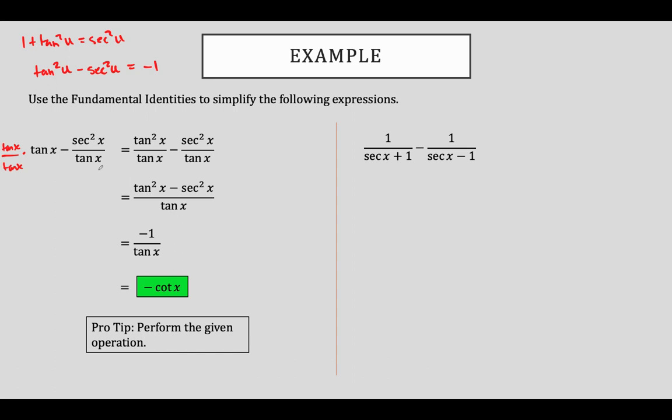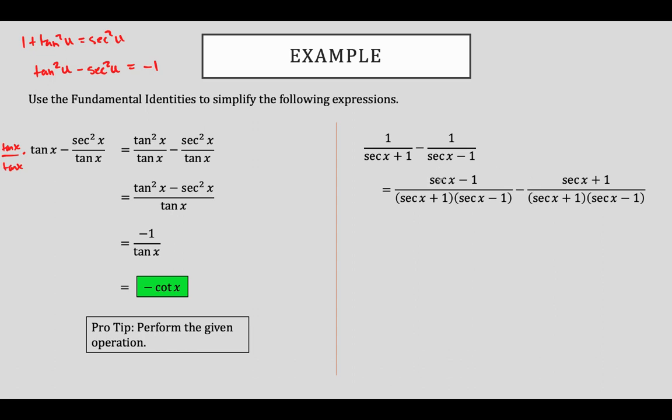1 divided by secant x plus 1, minus 1 divided by secant x minus 1. Again, let's perform the given operation. They are telling us to subtract here. Well, if we're going to subtract these two fractions, we have to get a common denominator. I'm going to multiply this first fraction by secant x minus 1 over secant x minus 1, and the second fraction by secant x plus 1 over secant x plus 1. Now we have our common denominator, and we can now combine our numerators via subtraction.